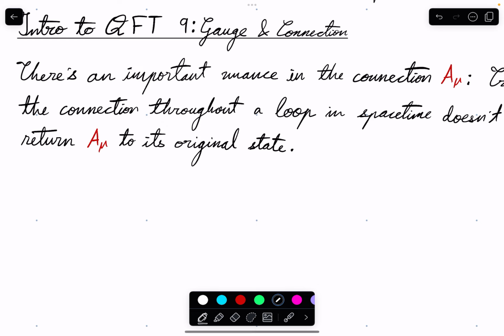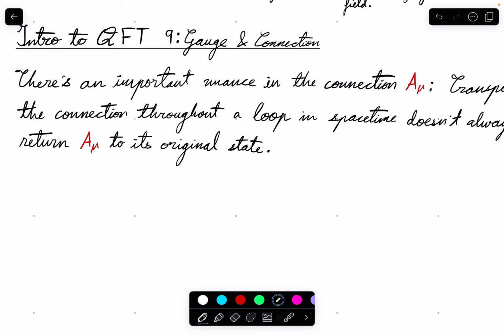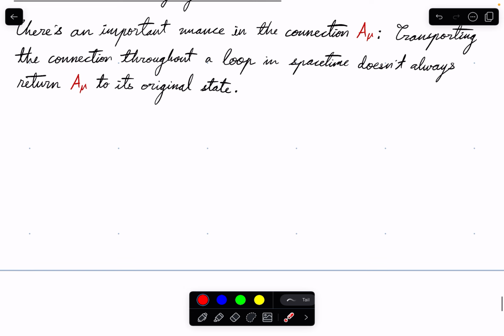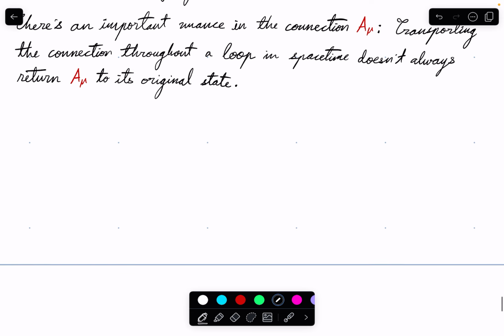We have things like this already, so this might seem like a weird idea that you go in a loop and you end up with a different value than what you started with. But we know of plenty of systems like this. So let's first cover an example.